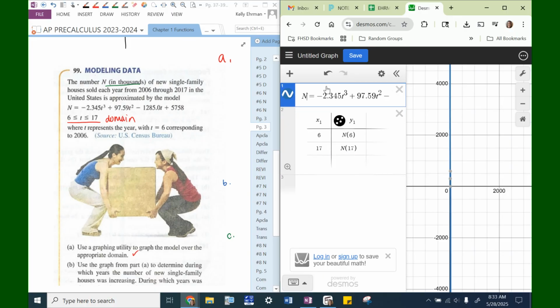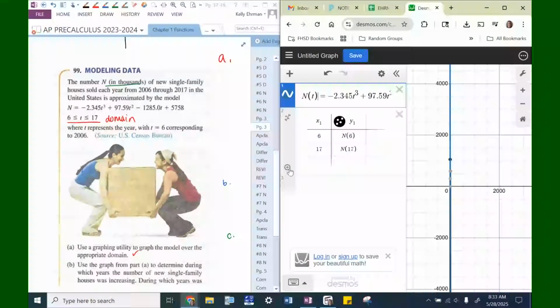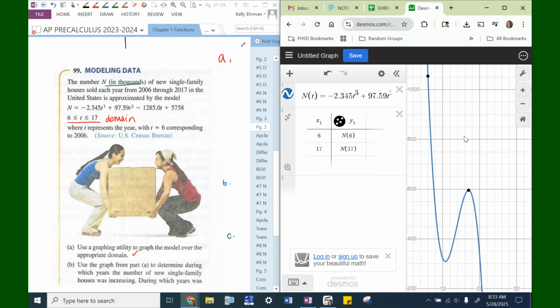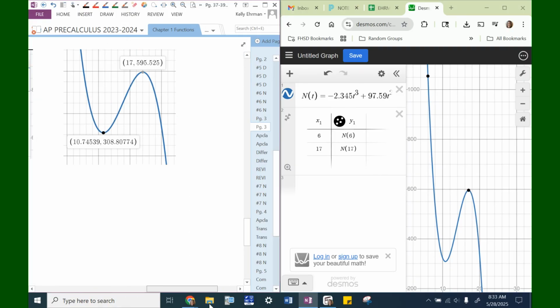Let's see. Yeah, see how it's like, what's happening? So you have to tell it N of T. Anyway, and then remember, Zoom Fit. So that gives us a much nicer section. We can scooch it around a little bit. We're just looking at this section here. All right, so did we do that? We did that. And yeah, my graph matches.